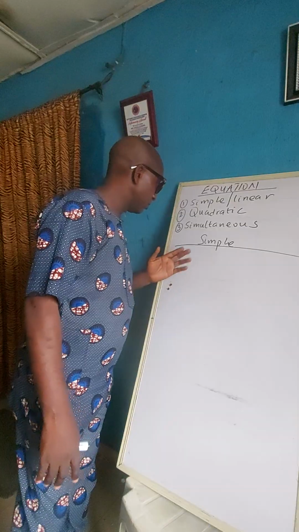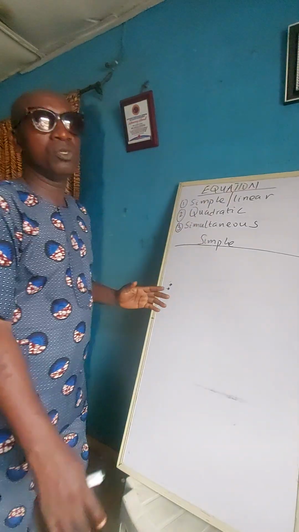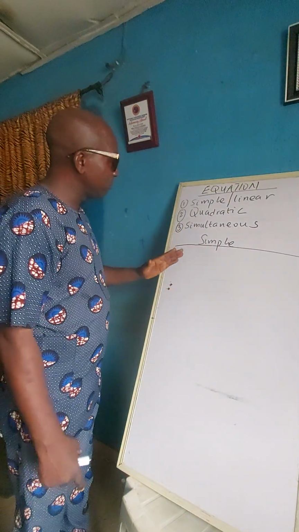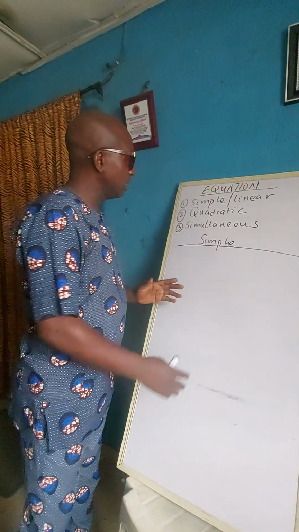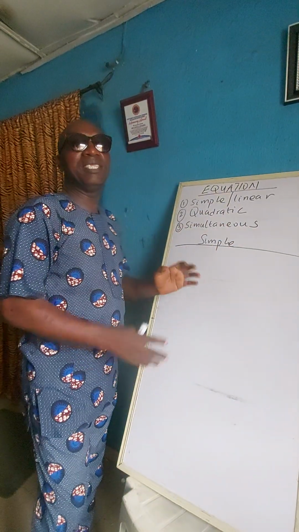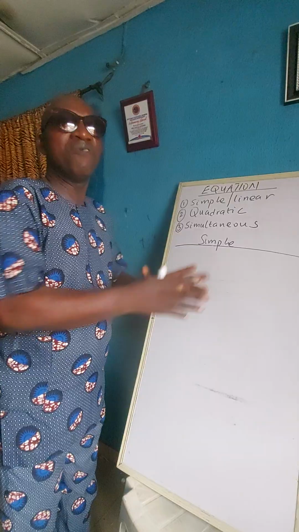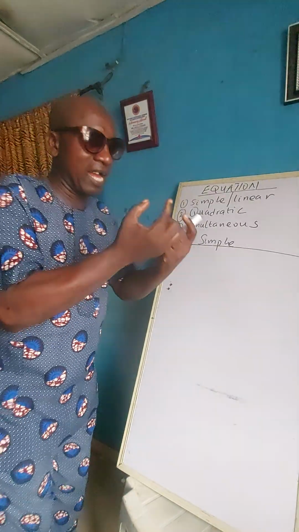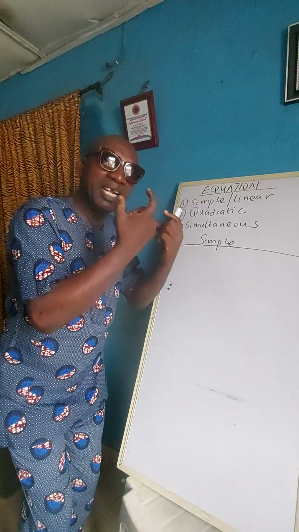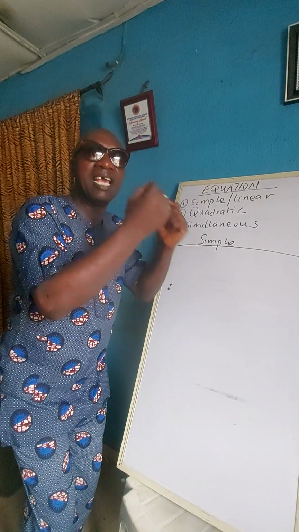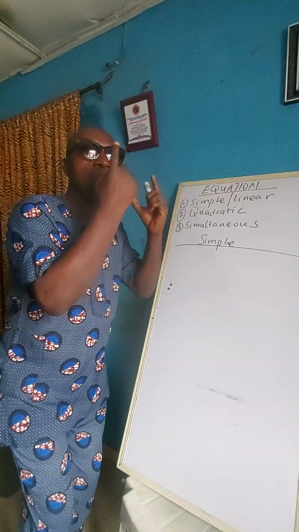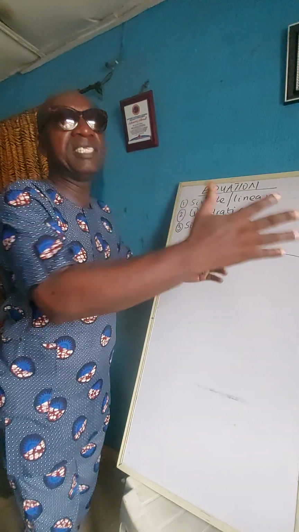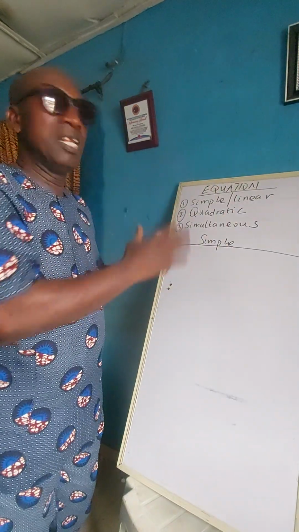1, simple linear equation. What do you mean by simple linear equation? This is a type of equation in which it has only one letter, and the letter has power 1, with an equality sign. That is called simple linear equation.